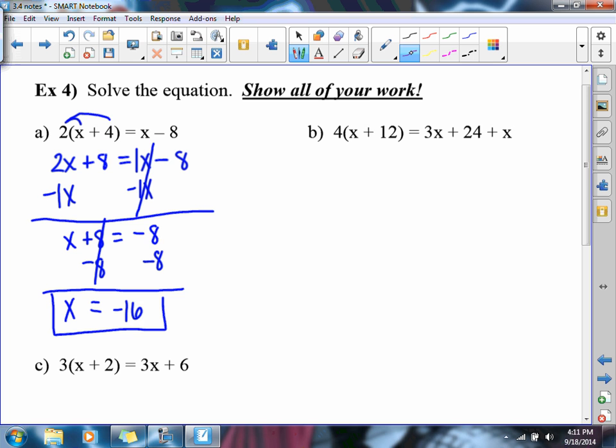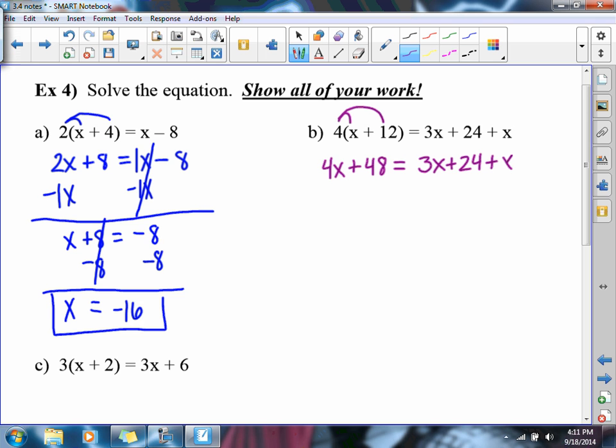Now for part B, we're going to have to distribute again. And I can already see that I've got a 3x and an x on my right side of the equation. I'm going to have to combine those like terms together. But first let me do that distribution. So I have to take the 4 times the x and the 4 times the 12. So 4x plus 48 equals 3x plus 24 plus x.